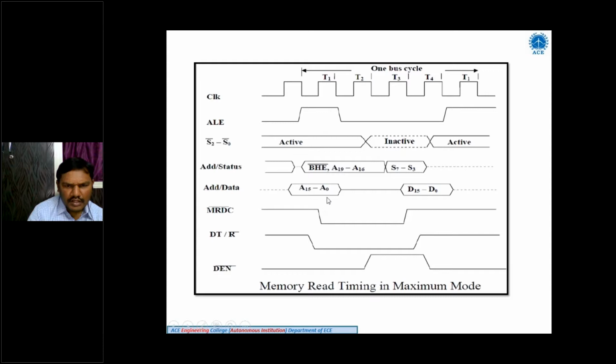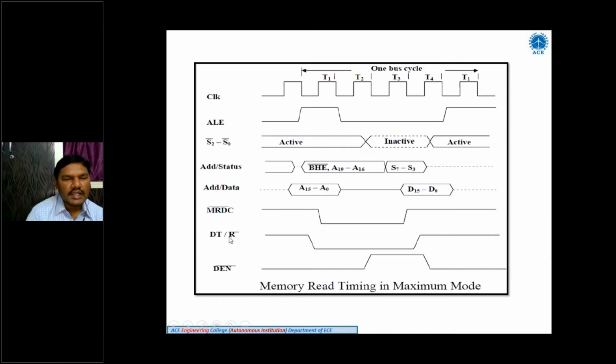See, when ALE equals 1, it is giving the address, and when ALE equals 0, it is giving S3 to S7 or D0 to D15. Whatever the functionality is to be executed will be given here with respect to ALE. Suppose the heading is memory read, then I have to take MRDC. If it is memory write, then I have to take MWTC. If it is IO read, then I have to take IORC, and if it is IO write, then I have to take IOWC.